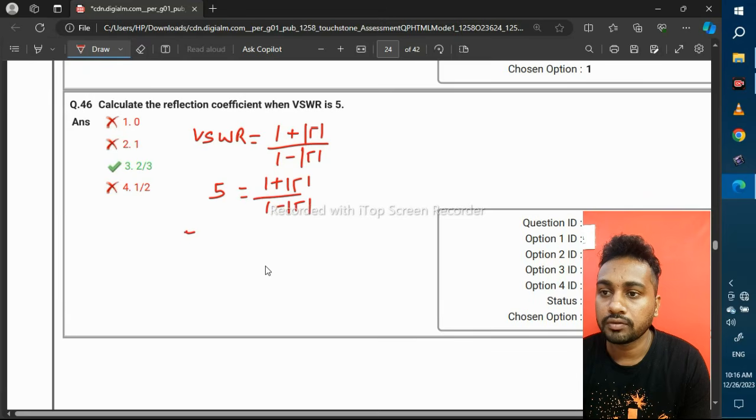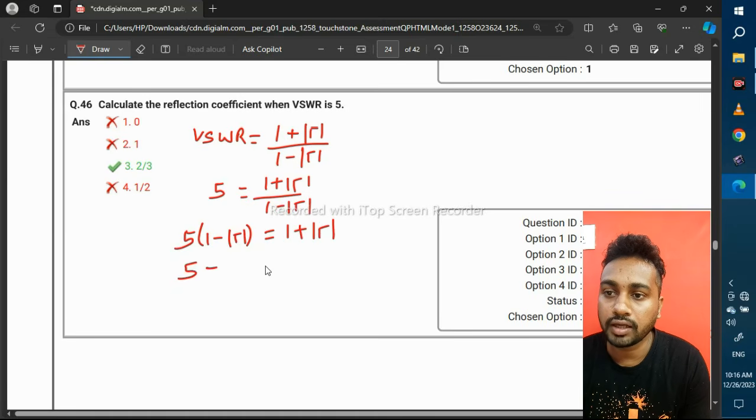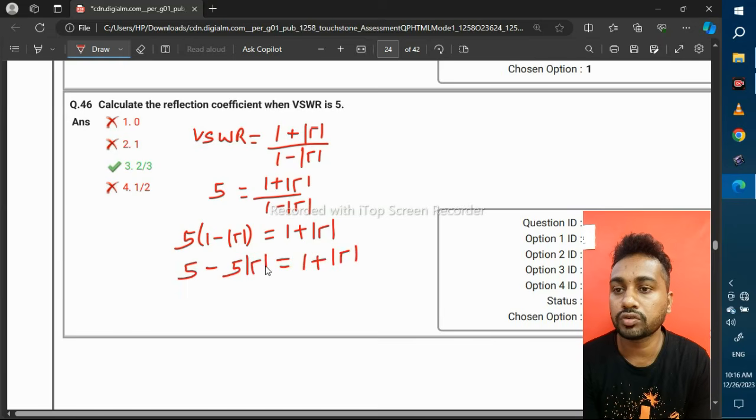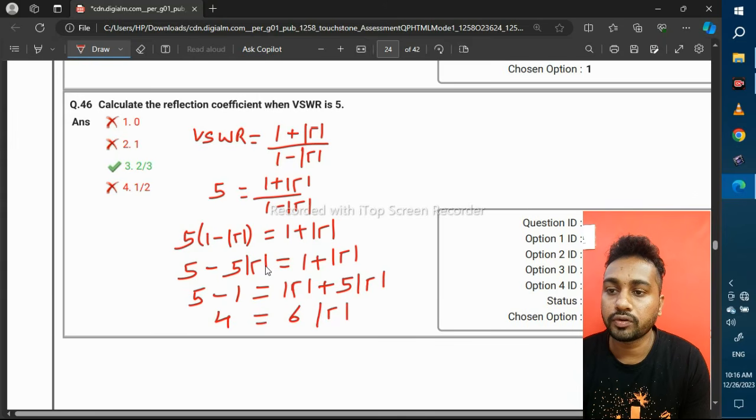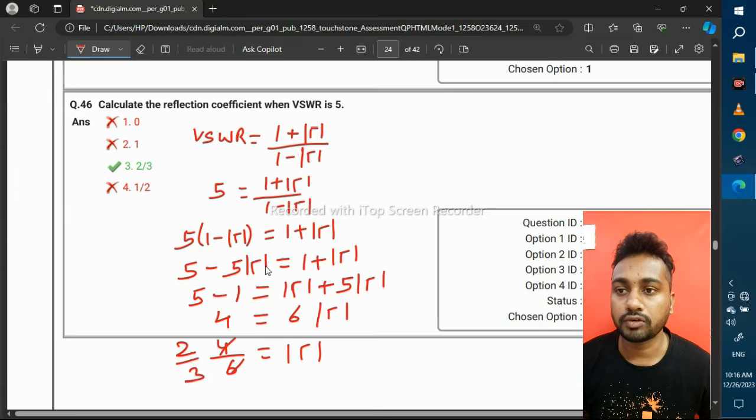So 5 times (1 minus reflection coefficient) equals 1 plus reflection coefficient. So 5 minus 5 times the reflection coefficient equals 1 plus the reflection coefficient. Now solve this: 5 minus 1 equals the reflection coefficient plus 5 times the reflection coefficient. So 4 equals 6 times the reflection coefficient, so 4 by 6 equals the reflection coefficient. If you calculate, this will be 2 by 3. So option 3 is the right answer. This is a simple formula based question only.